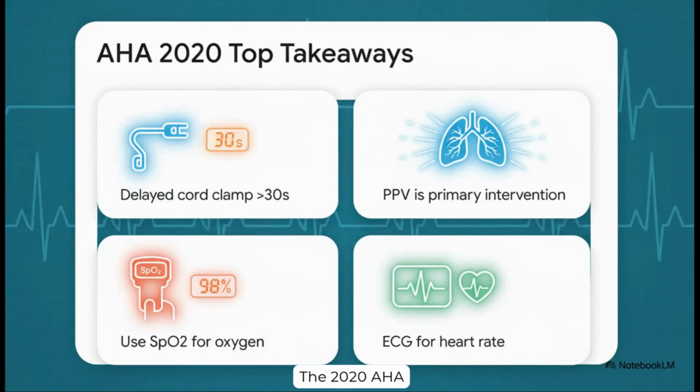The 2020 AHA guidelines are built entirely on this transition. We delay cord clamping for at least 30 seconds to allow a placental transfusion. This gives the infant the blood volume needed to adequately perfuse and recruit those newly opening lungs. But most importantly, and if you take nothing else away, remember this. Because the lungs must be mechanically recruited to drop that high PVR, positive pressure ventilation, or PPV, remains the absolute most important intervention in neonatal resuscitation. Without lung expansion, the transition halts entirely.